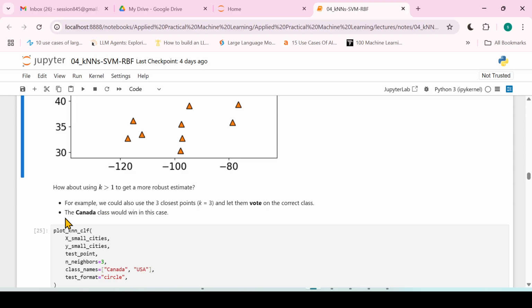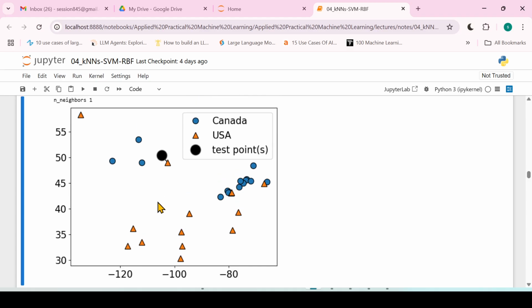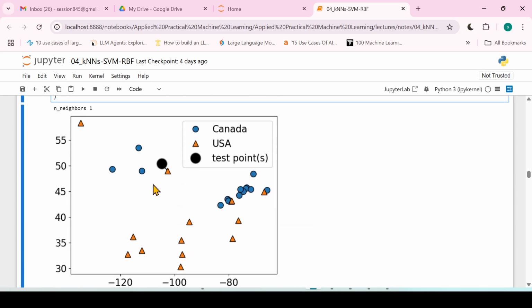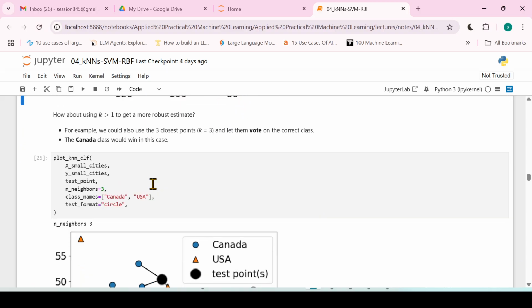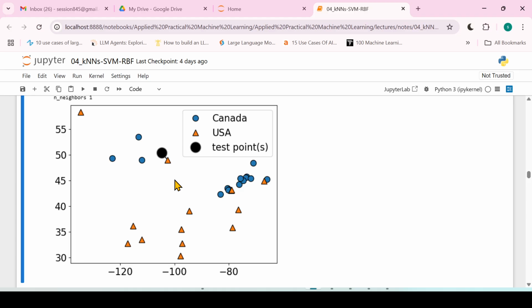But how about if we consider k greater than 1 to get a more robust estimation, right? We are not taking a decision based on just one example. How about we take the decision based on 3 examples, or 5 examples, or 7 examples, right? For that we need to find all the nearest 7 examples or the nearest 5 examples and so on, right? And then after that we have to do the voting. That means which one is the major one, or which one is the higher number.